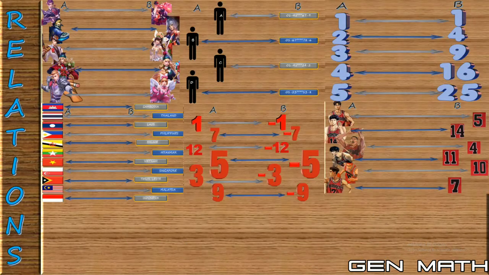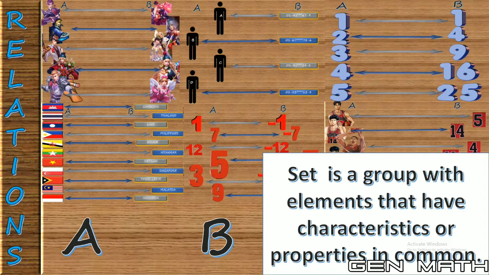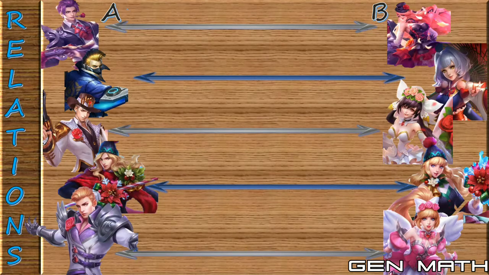Okay, so from those examples, let us define what is a relation. If you're going to observe in our examples, we have here set A and set B. And what is a set? A set is a group with elements that have characteristics or properties in common. So in this example, we have here set A and set B. And a set means that the group should have common characteristics.